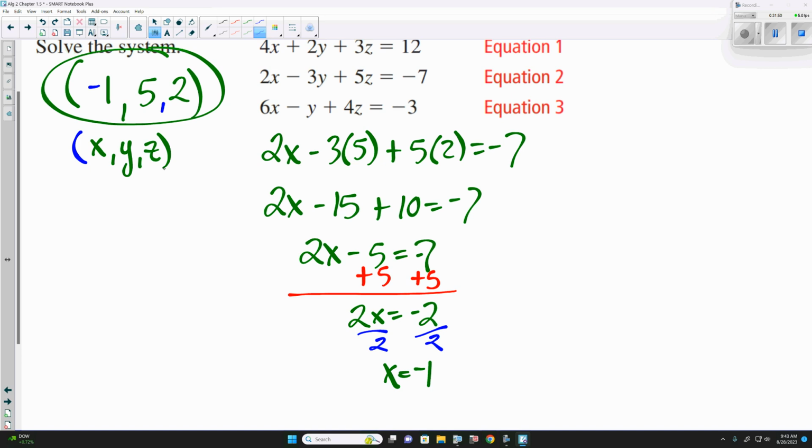So we start off with negative 7. Our negative 15 plus 10 would be negative 5. When we add 5 to both sides, negative 7 plus 5 is negative 2. And when we divide both sides by 2, negative 2 divided by 2 would be negative 1.